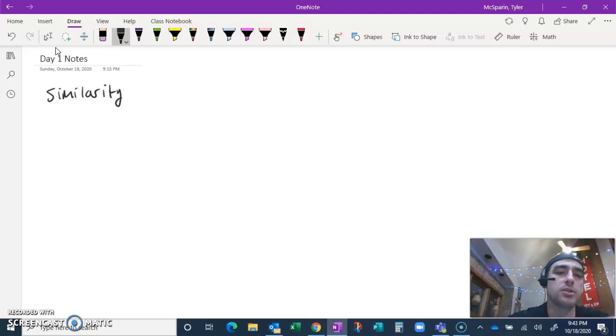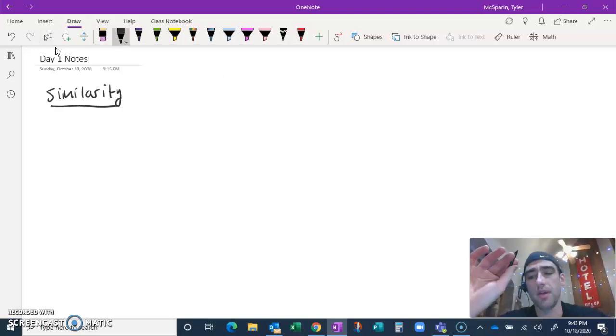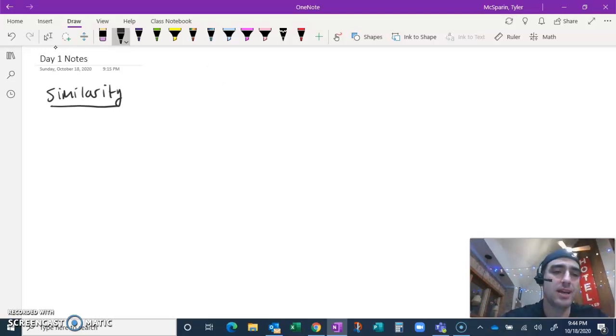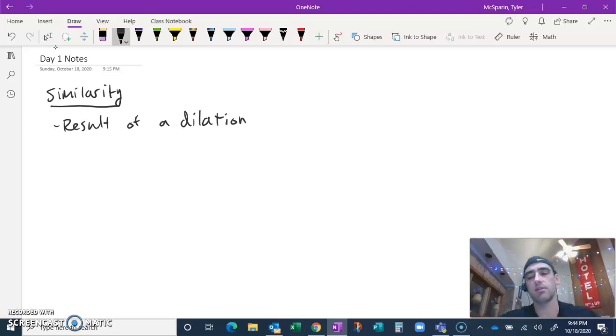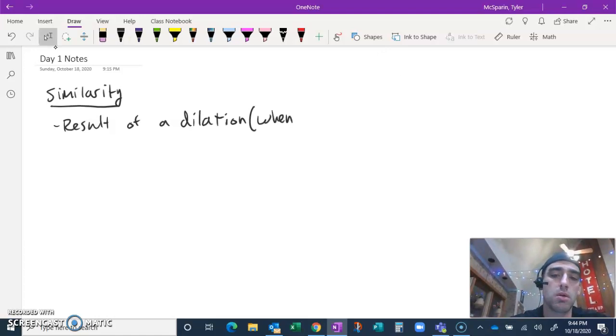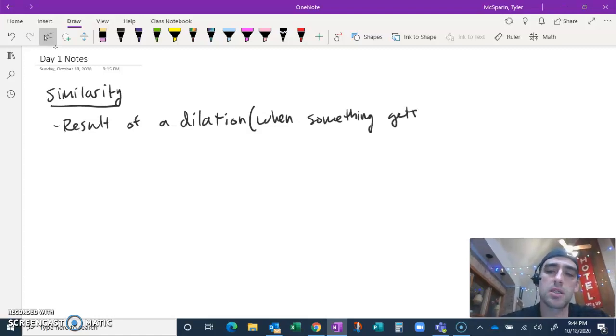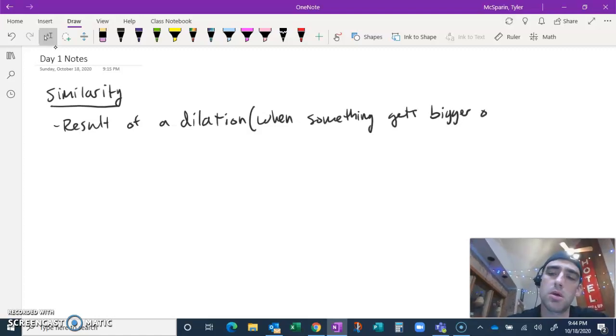All right, so the most important thing you need to know about similarity is, remember this, congruence was the result of a rigid transformation. Similarity is the result of a dilation. Now, we've talked a little bit about dilation in class, and there are some specifics about how a dilation happens, but really, a dilation is just when something gets bigger or smaller.